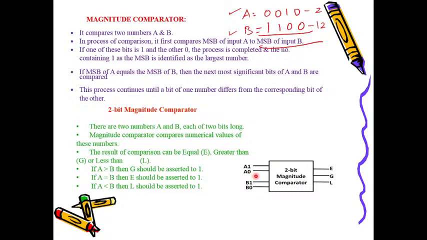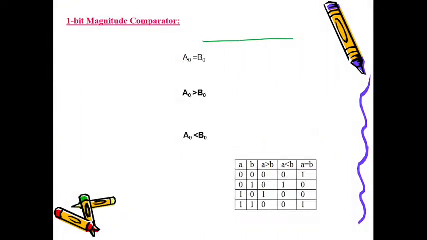How many inputs? 4 input signals. 2 will be categorized under the tag A0, A1, and the 2 others under the tag B0, B1, because we know there are always 2 inputs, A and B, each of 2 bits. Those bits we have denoted with 0 and 1. And how many outputs? 3 outputs: the equality function, the greater than function, and the less than function. With this block diagram, we will move to the truth table.